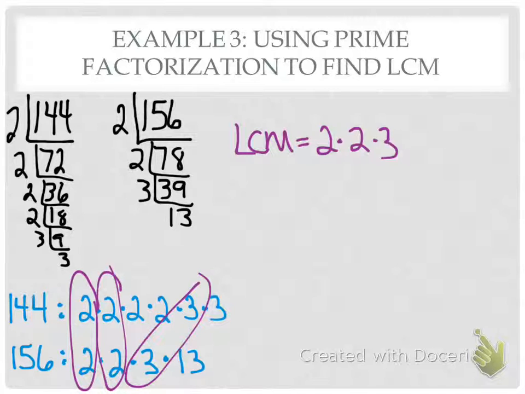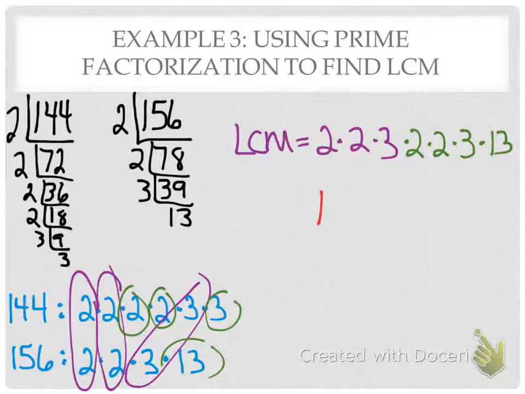Actually, while we're thinking about it, what's our GCF? 12. Our GCF is 12. Very good. Because this is where it ends for GCF. But we know with LCM, we have to bring in our leftover numbers. So times 2 times 2 times 3 times 13. And what's my LCM? Oh, I got 936.